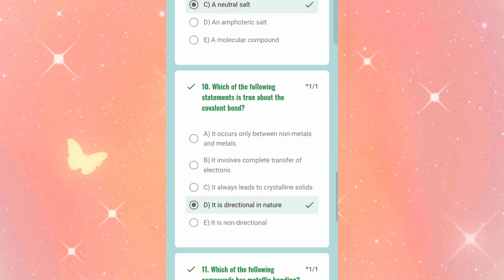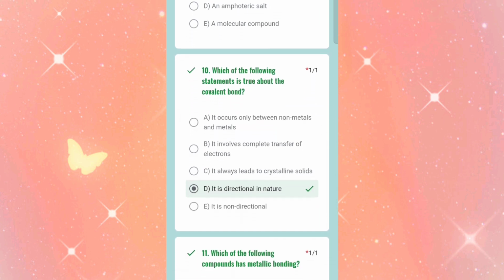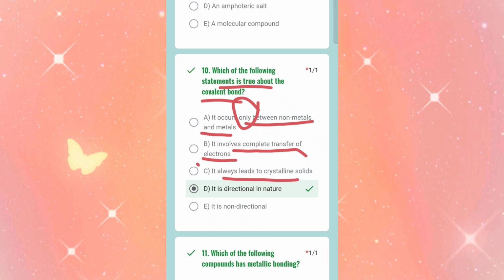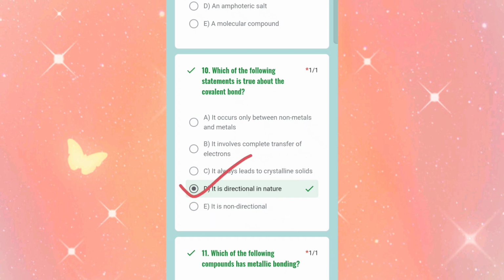Which of the following statements is true about covalent compounds? It occurs between non-metals and non-metals. It involves the complete transfer of electrons? No, this is the definition of ionic compounds. It involves the sharing of electrons? It is also incorrect. It is directional? Yes, it has a directional nature, because the more negative atom pulls the electron towards itself more. It is non-directional? This is the characteristic of an ionic bond, so the correct answer will be D.